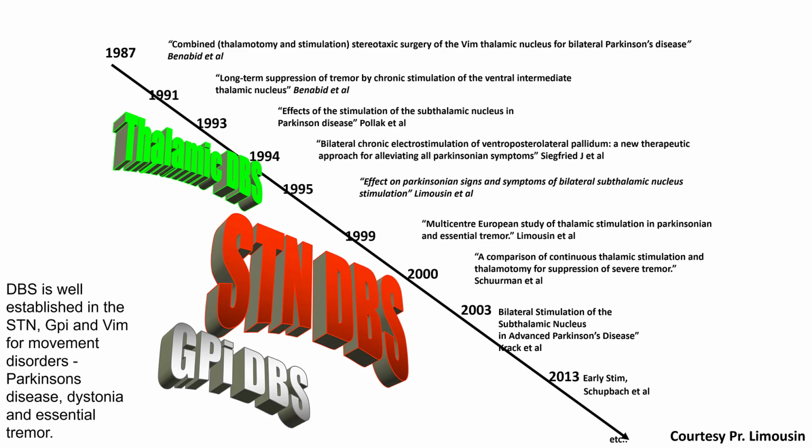DBS has revolutionized the treatment of movement disorders and is today a well-established therapy with more than 230,000 implanted patients, and the success of DBS for movement disorders created an interest also for its potential use in psychiatric disorders.